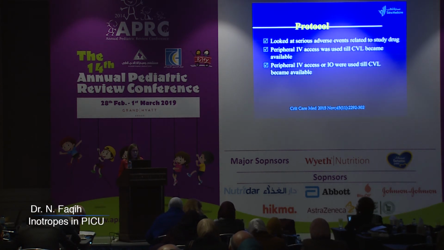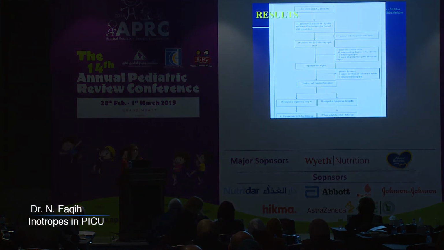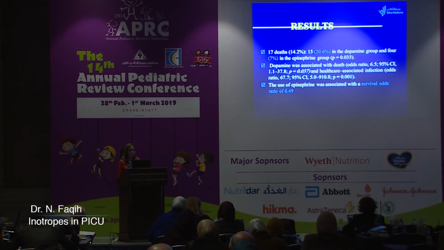They didn't wait until patients got a central venous line, actually. They started off with PIVs until central venous lines were readily available. The number of patients is not bad for a pediatric study: 100-some patients on the first arm and 100-some on the other arm. Their results were quite interesting. The DOPA group had a higher mortality rate, about 21%, versus 7% in the Epi group. So that's really significant.